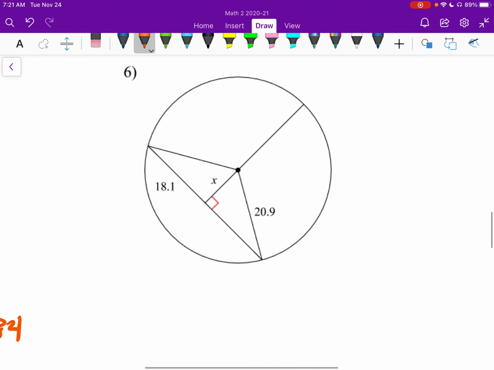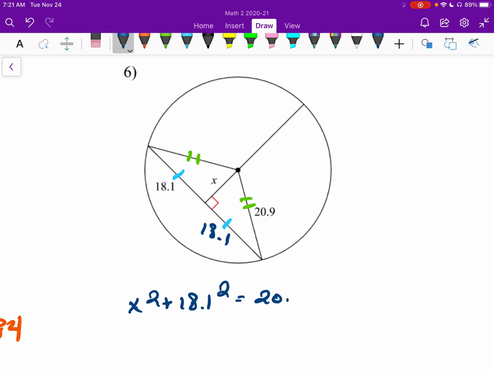Number 6. Well, here's our x. We've got a right angle. We're going to end up using the Pythagorean theorem. But things are kind of wonky on here. We've got this piece here and this piece there. I'll say this piece and this piece are congruent, and you could also say that this piece and this piece are congruent. So down here I can write 18.1 goes there. And now I have a right triangle. So I can say x squared plus 18.1 squared is 20.9 squared.